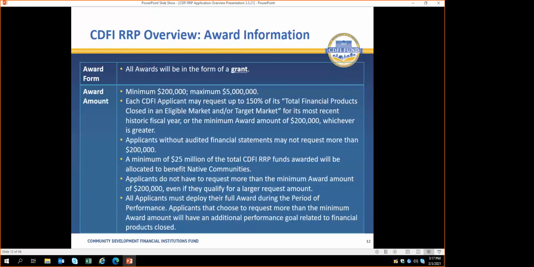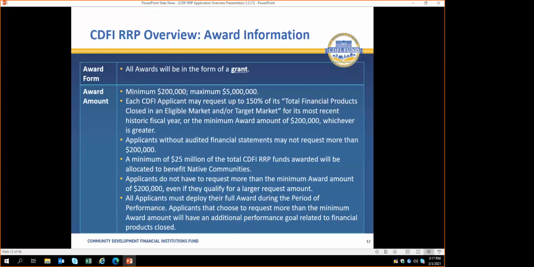However, you haven't made any loans yet or closed any loans or financial products. And so you'll do that with that loan that you got from the bank. Every dollar you lend from the bank, or in loans closed, will count towards meeting that second PG&M.